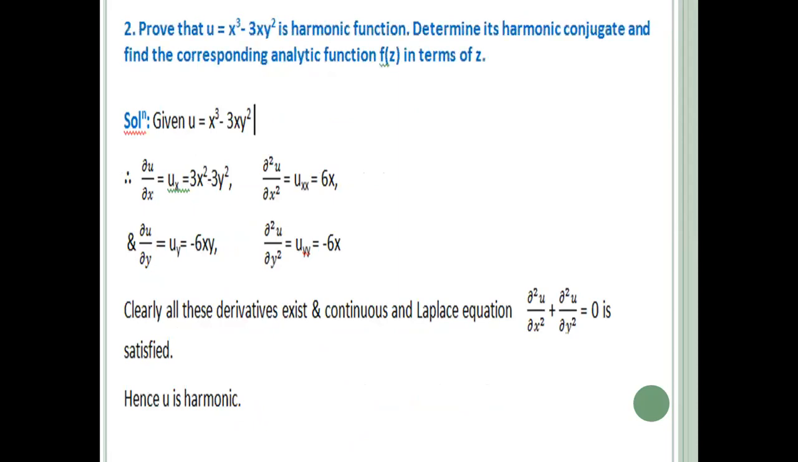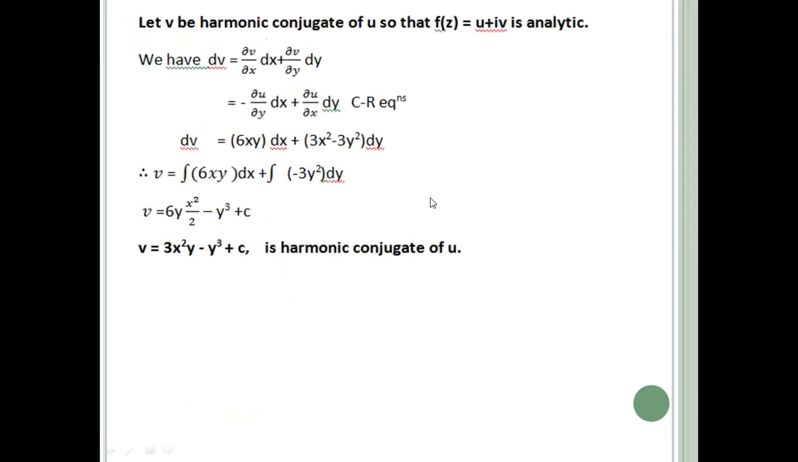Similarly, next example. Same, just exchanged: in the place of y cubed, x cubed is there, and x squared y equal to minus 3xy squared is there. You have to prove it is harmonic and find its conjugate. So u_x is 3x squared minus 3y squared, u_xx is 6x, and u_y is minus 6xy and u_yy is minus 6x. All these are polynomial functions, they exist, and 6x minus 6x is 0 here. So the function is harmonic, and its conjugate v.